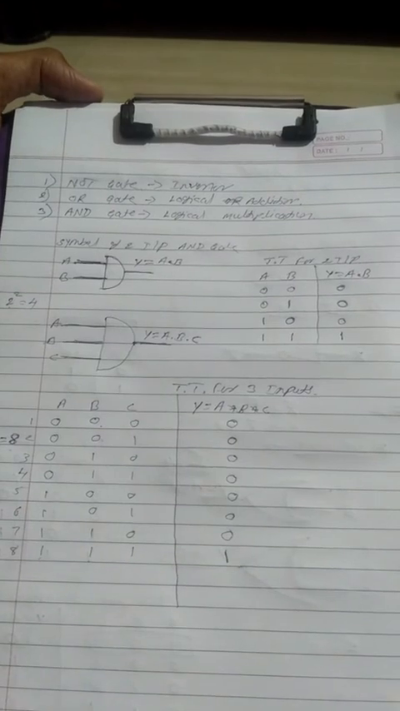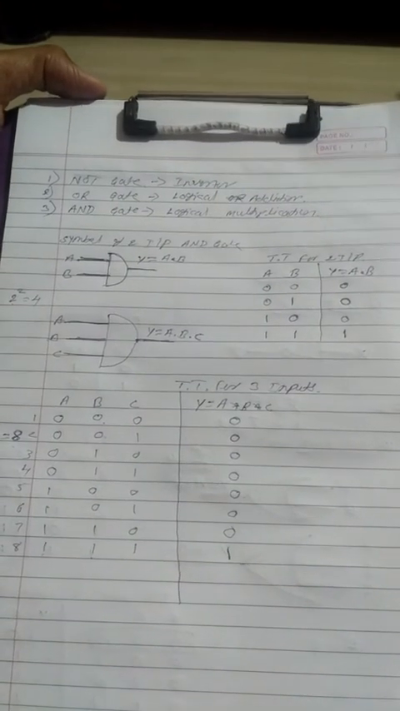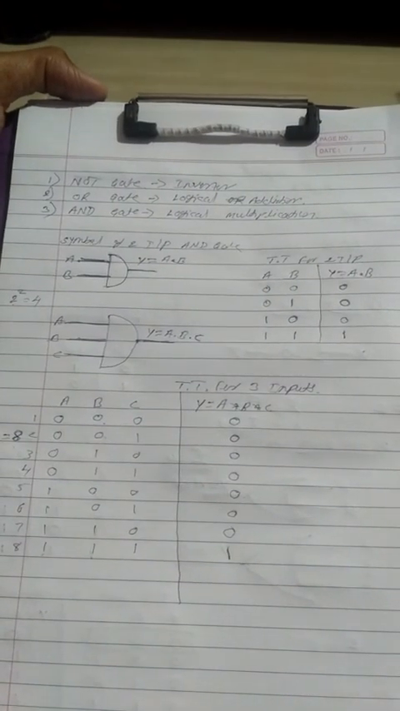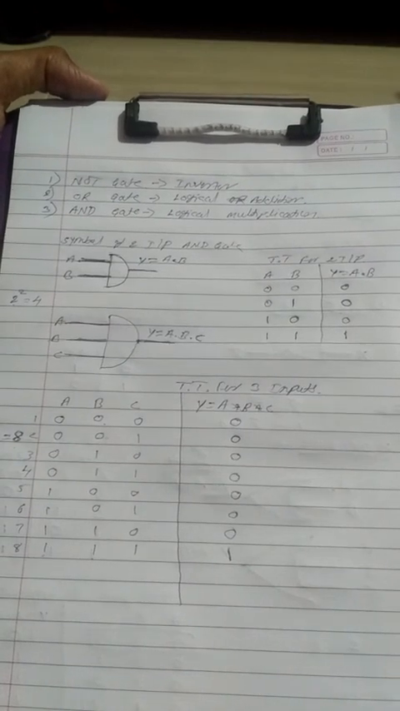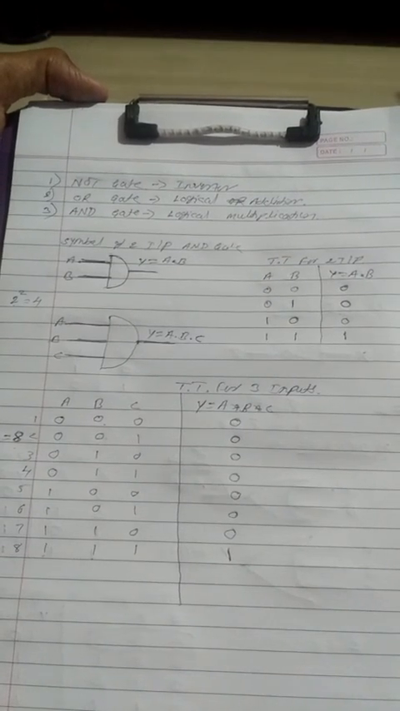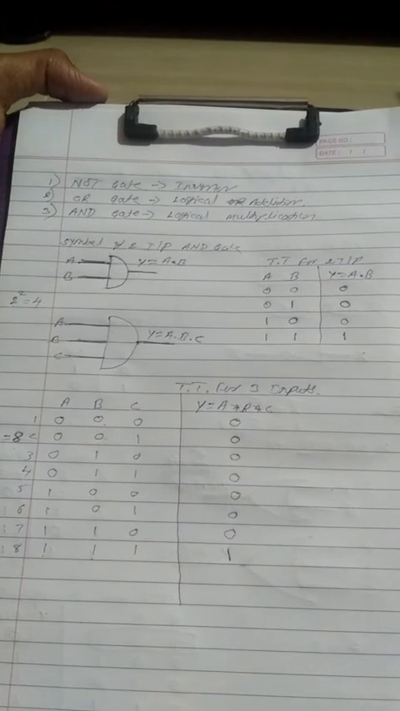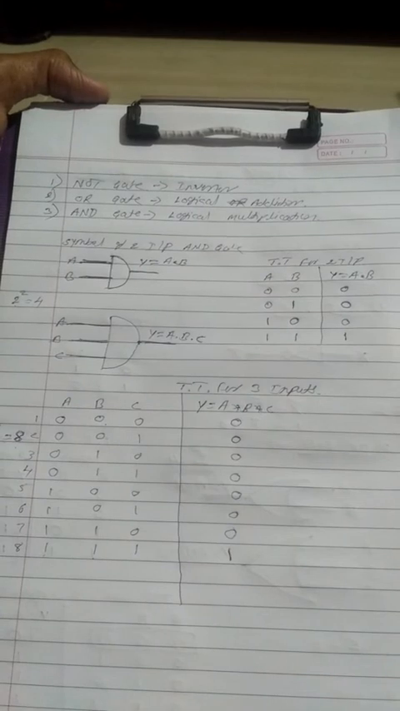So these are the 3 basic gates, AND, OR, NOT. These are the 3 basic gates we use to develop digital circuits. Once again I will repeat. NOT gate is called an inverter gate. It is also an electronic circuit gate. It has only one input signal and only one output signal. Its output is always the reverse of its input. That is the NOT gate.